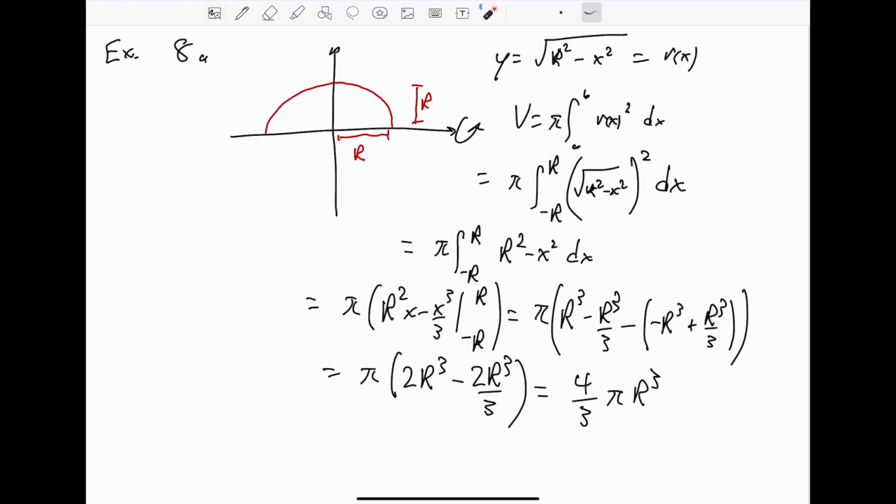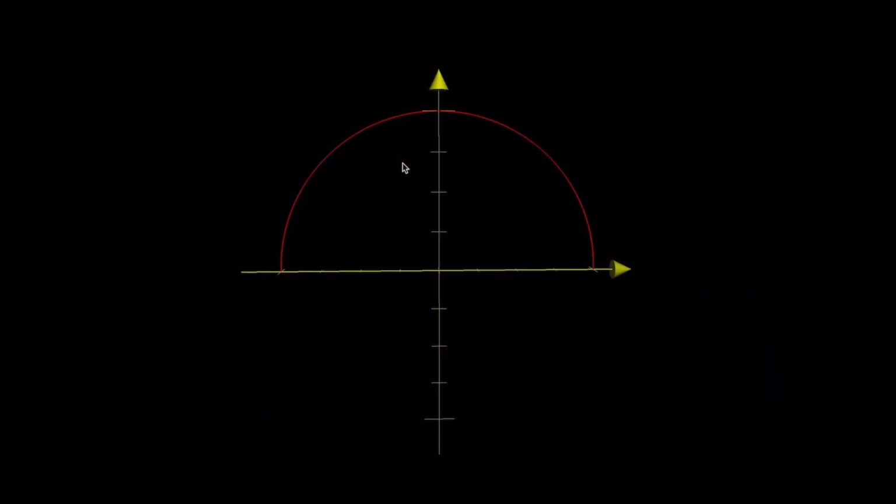Just because it's really cool to view these in 3 dimensions, let's go ahead and look at a 3-dimensional visualization of this. So here we have the graph of the square root of capital R squared minus x squared. And now if we imagine spinning this graph around the x-axis, we get this beautiful sphere.